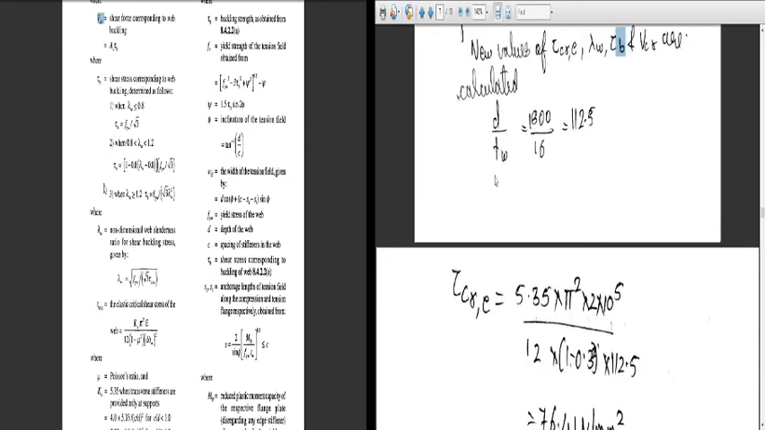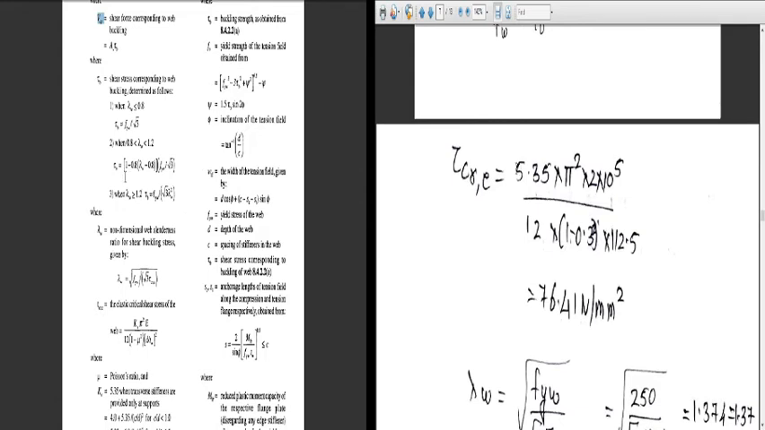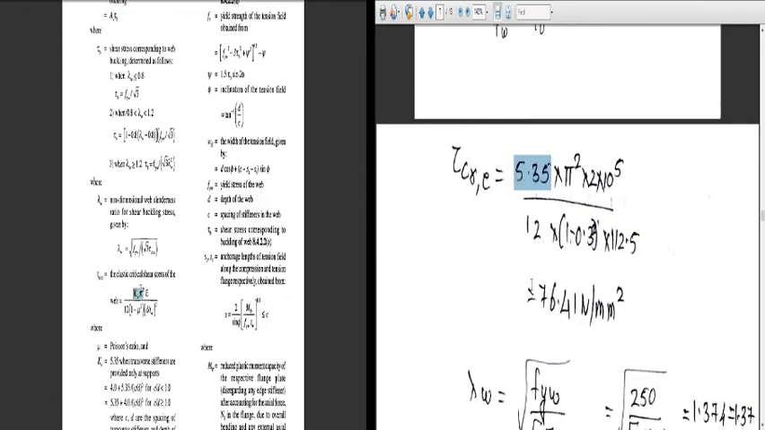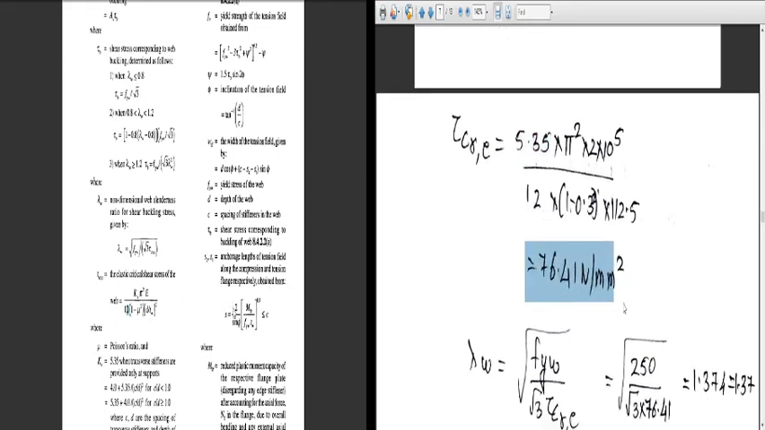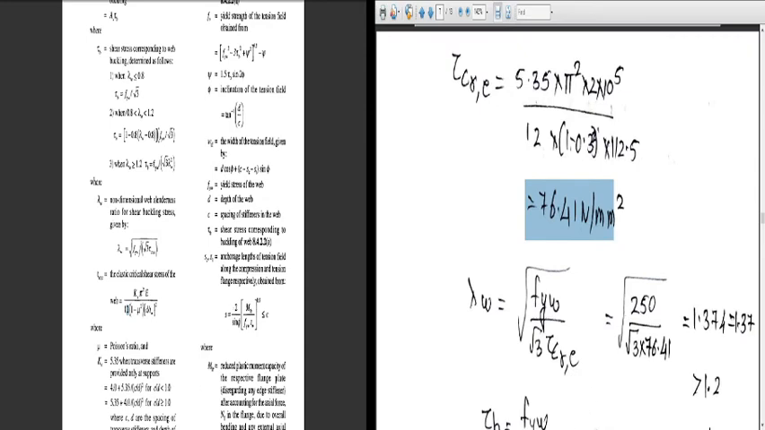So D by TW will change. Earlier it was 800 by 12. Now it is 800 by 16, which works out to be 112.5. So for tau CR, kV is 5.35. Let us see the formula. Pi square E by 12 into (1 minus 0.3 squared), with E as 2 into 10 raised to 5, and D by TW has changed now. It is not 150, it is 112.5. So substituting, we got 76.41 Newton per mm square.